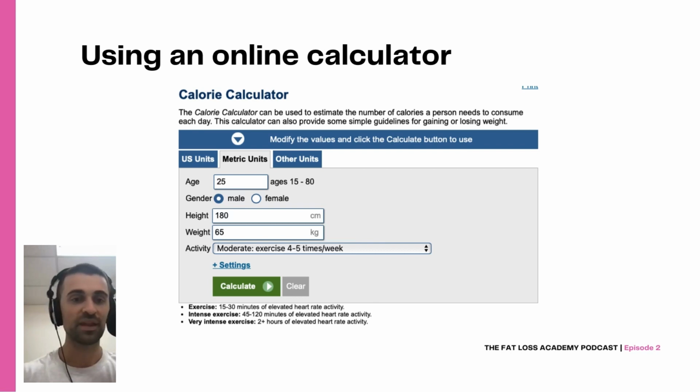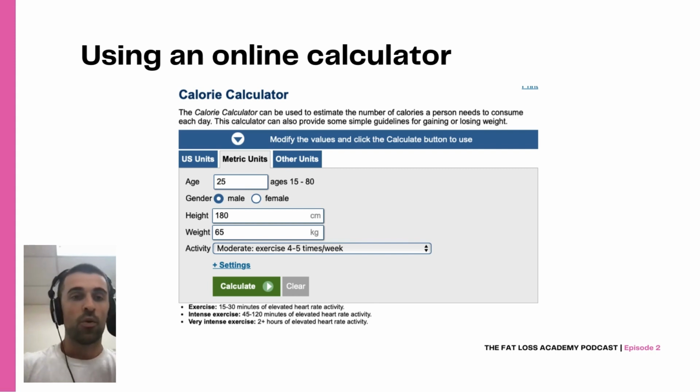Now, that's the old way of doing it. These days, we don't need to do that because we have a lot of online calculators, okay? Now, I just wanted to include that information because I wanted you to understand how these online calculators work, and essentially that is all they're doing. It's an equation which is inputting that data, and that's how we're going to get to our maintenance calories.